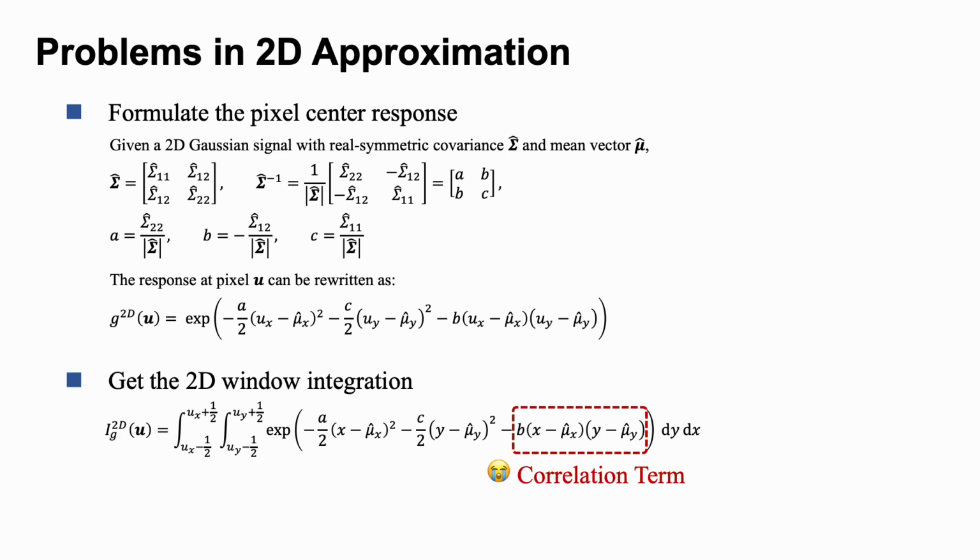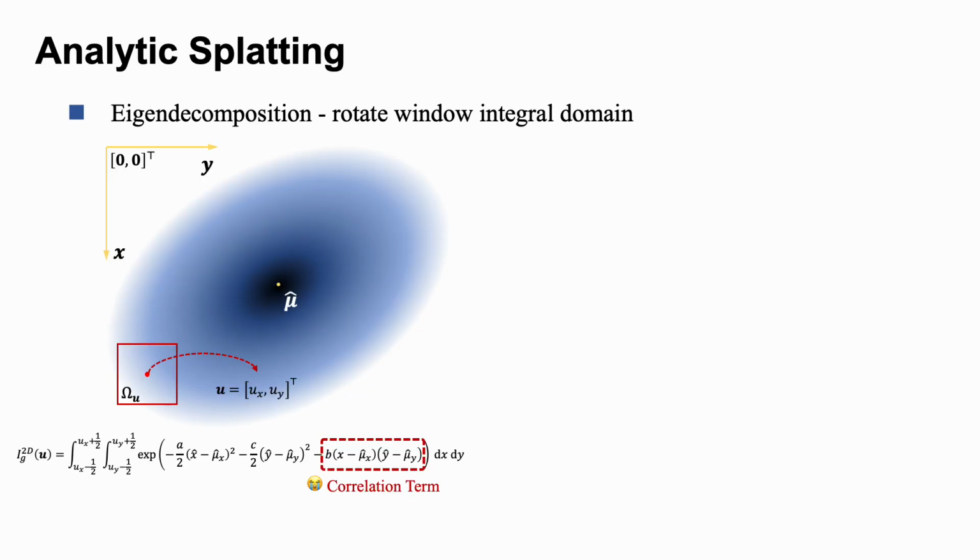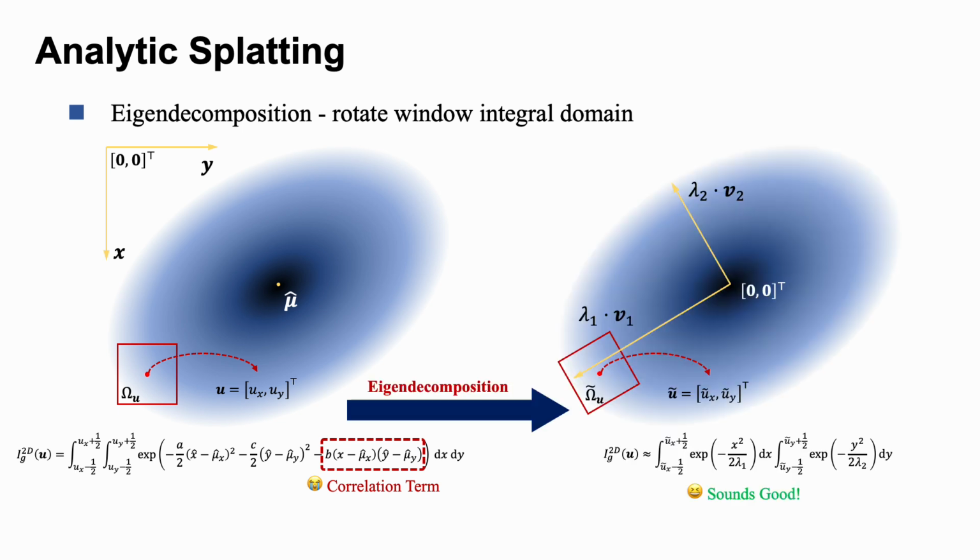There exists a correlation term that makes this integral hard to solve. Fortunately, eigendecomposition is our good friend to remove the correlation. Intuitively, we can slightly rotate the integral domain to make this domain align with the eigenvectors. In this way, the integral of a 2D Gaussian can be decomposed into the product of two integrals of a 1D Gaussian. Finally, we just need to apply the approximation here and achieve anti-aliasing.